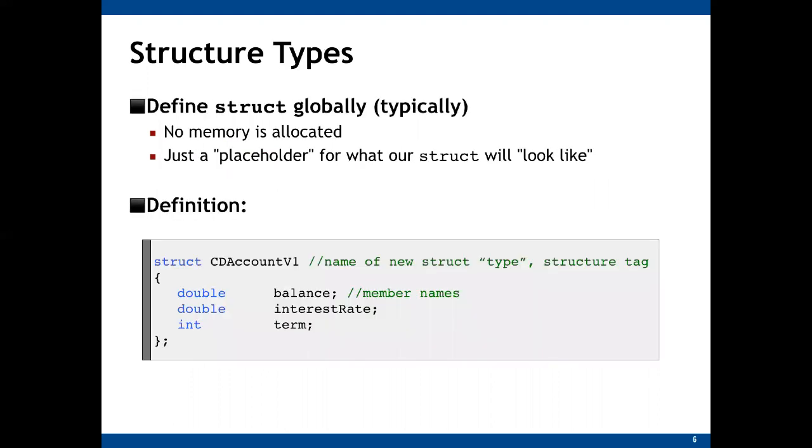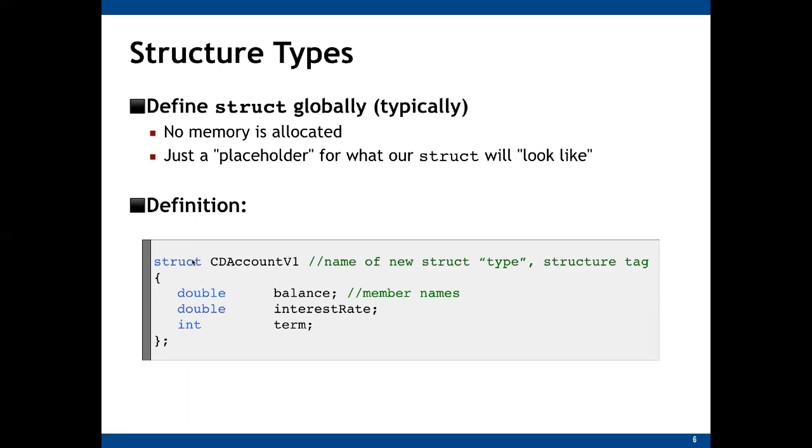And typically we define structure globally. When you define a structure like a global variable, it does not take up memory. It is just a placeholder which tells how the structure looks. Below is a concrete example of a structure definition.